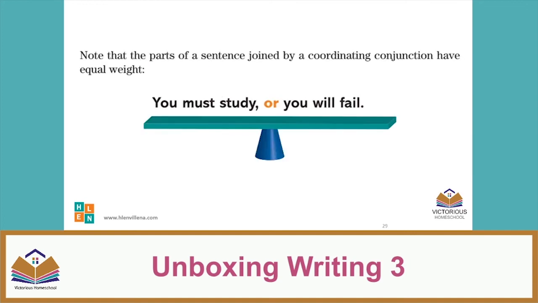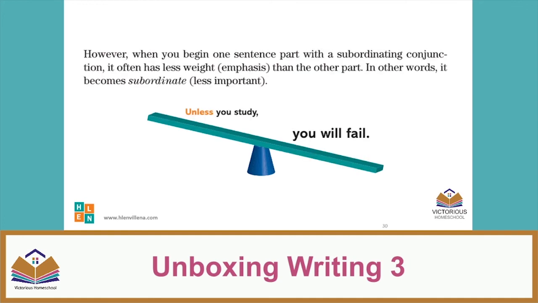So note that the parts of a sentence joined by a coordinating conjunction have equal weight. Like I've been saying. However, when you begin one sentence part with a subordinating conjunction, it often has less weight or emphasis than the other part. In other words, it becomes subordinate or less important. So that's what subordinating means. It becomes less important.